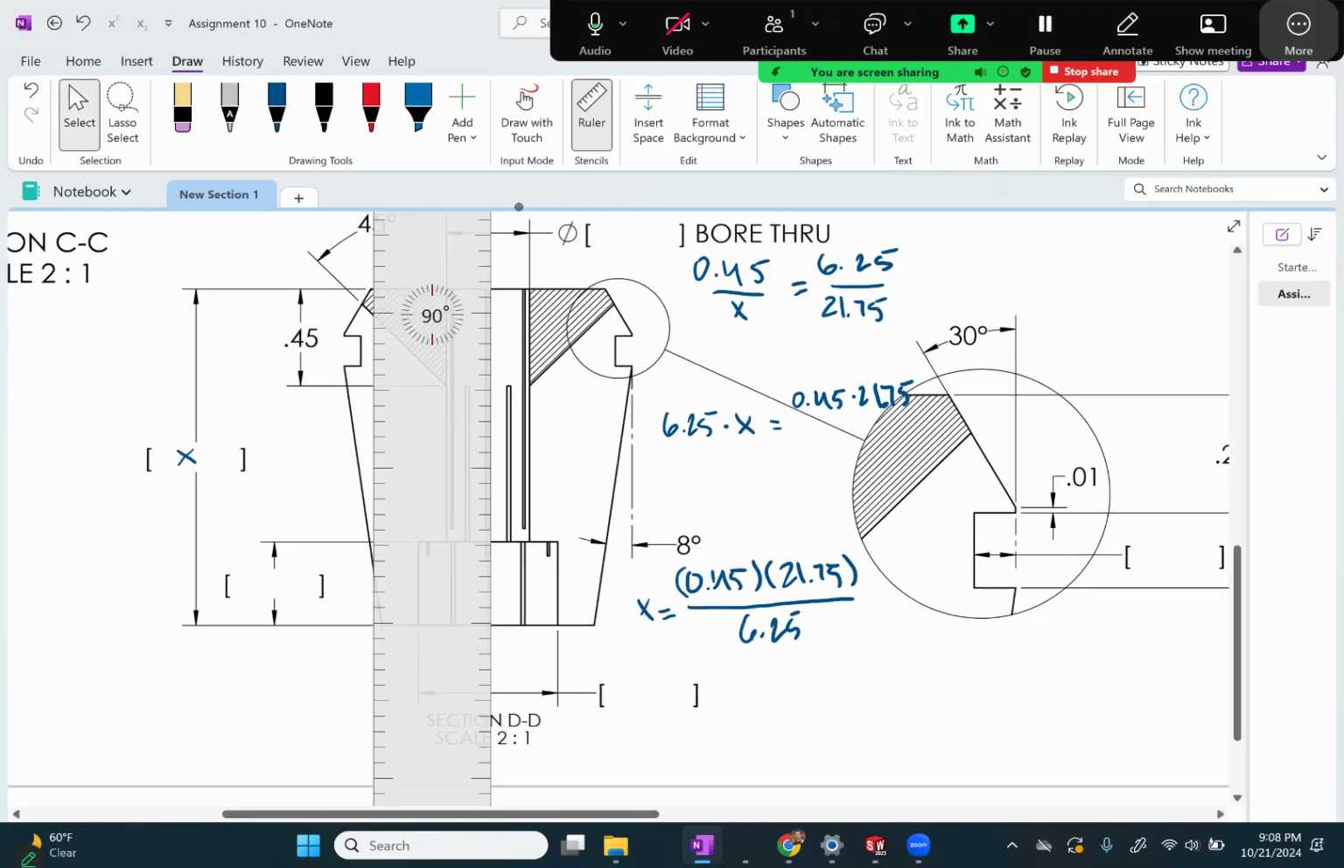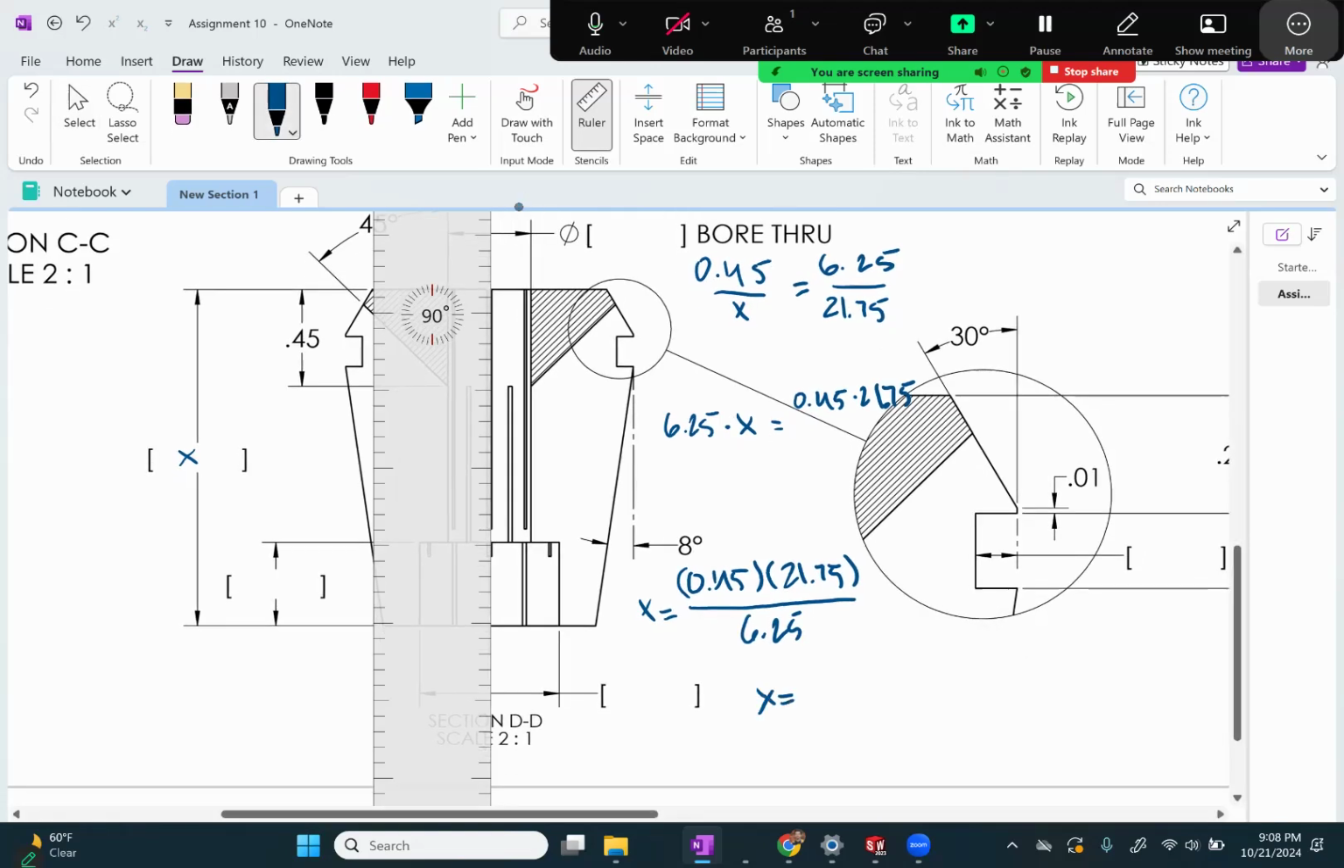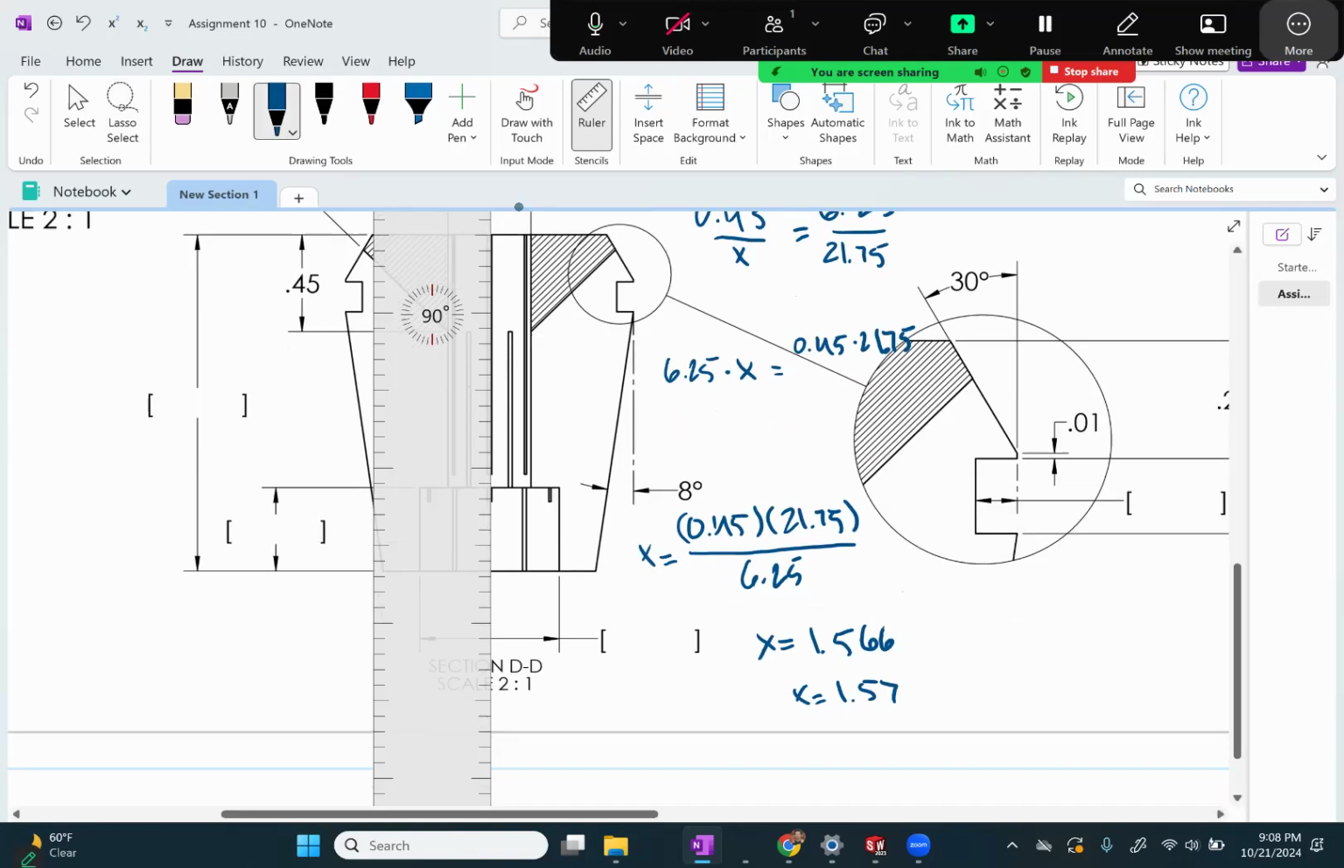My estimation here says that x is equal to 1.566, and I will round that up to the hundredth place. So x is equal to 1.57. So I won't forget, I'll write that down. This dimension is 1.57.